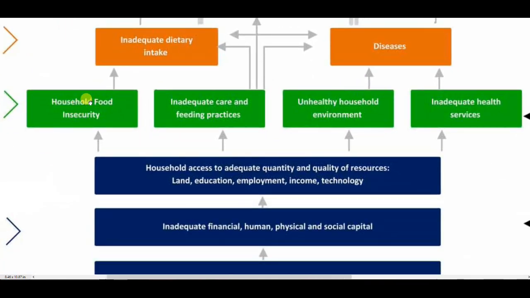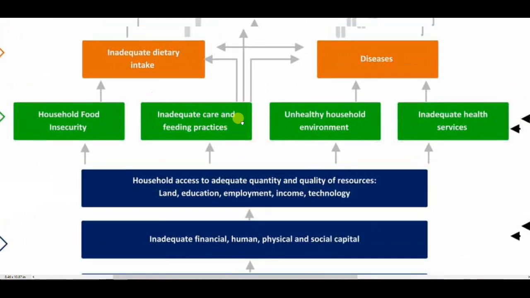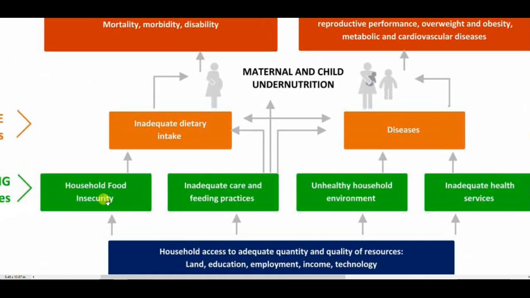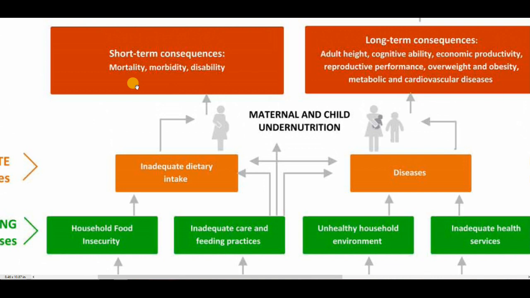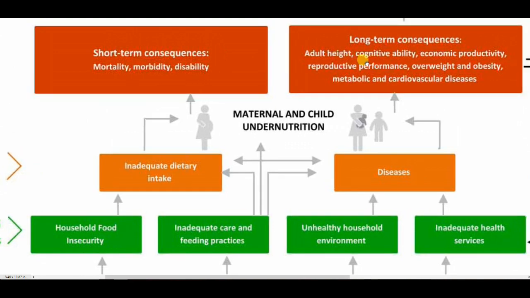So we include food security, inadequate care, unhealthy household environment, and inadequate health services in the analysis. If we don't have food security, it means that we have inadequate diet intake. If we don't have a good quality household environment, we get diseases. Bad access to health services also leads to prolonged diseases, and this is how children's health is affected in the short run. Short-term mortality, morbidity, and disability are caused. In the long run, adult height, cognitive ability, economic productivity, reproductive performance, overweight, obesity.